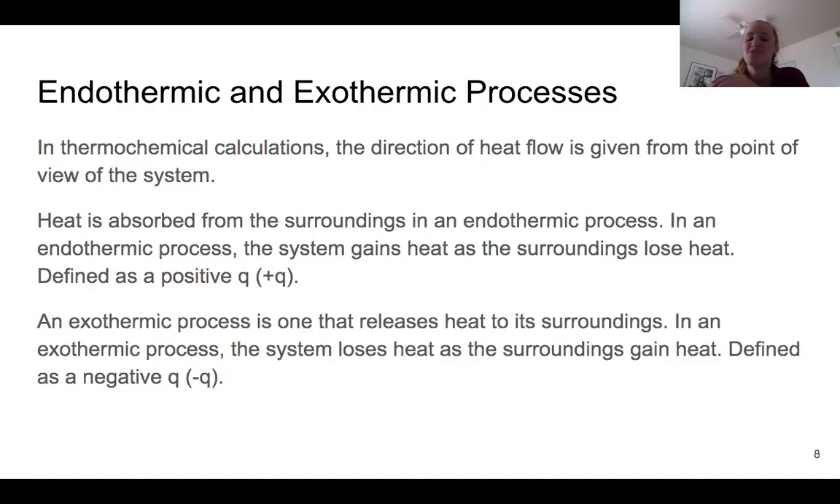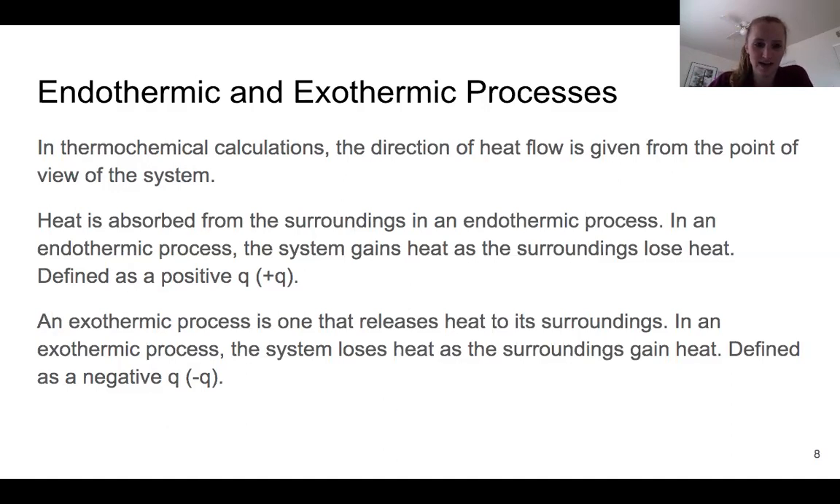Okay, so remember that system and the surroundings, right? The system is what we're focusing our attention on. So for example, with the ice in the water, the ice was our system, and the surroundings was like the air, the cup, the things that we're not focusing our attention on, but can still affect our system. Okay, so just keep that in mind.